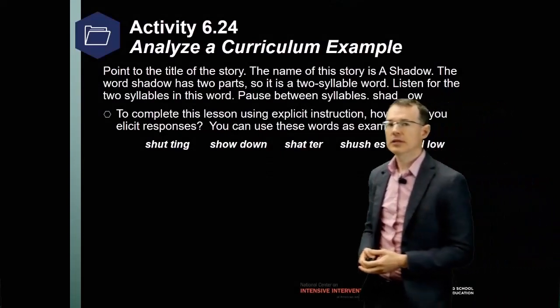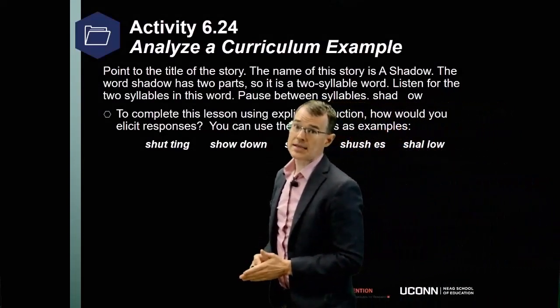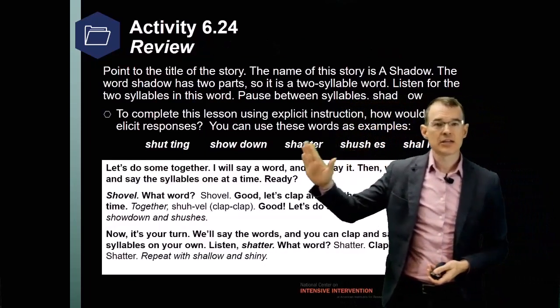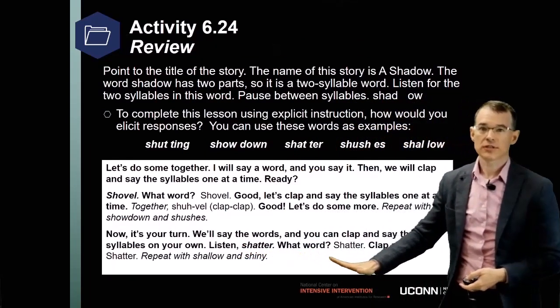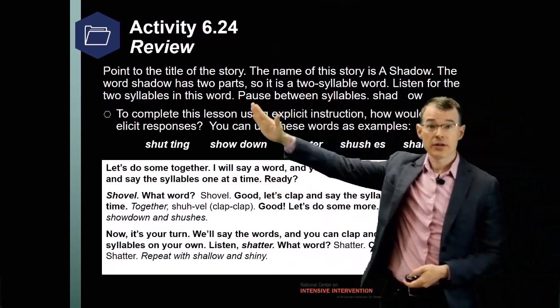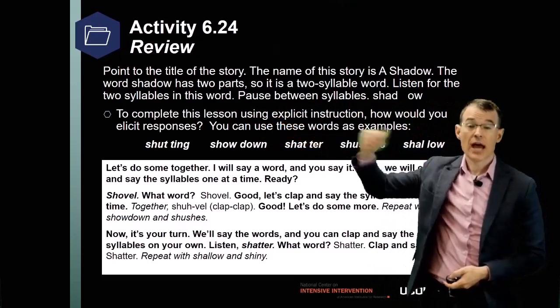Okay, so presumably you've done that. Now, I'm going to give you my example, which is probably longer than what you came up with. I've written here the entire sequence of explicit instruction that I would use. Here is the model. We've already done the model here. The teacher did the model of shadow, okay?